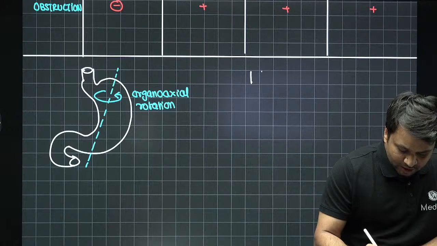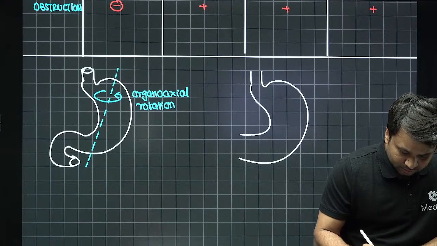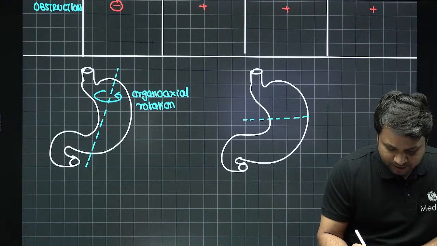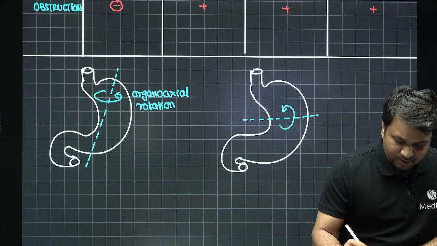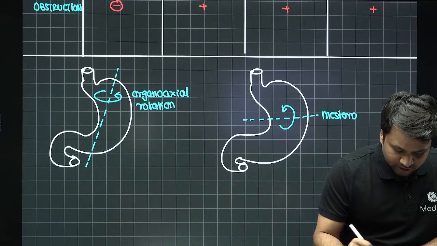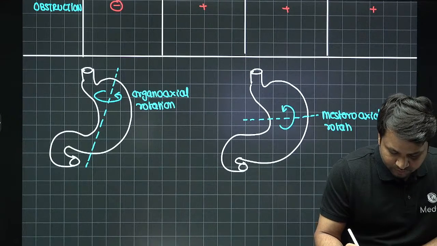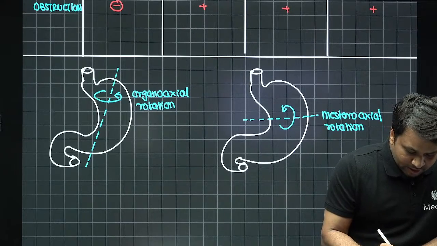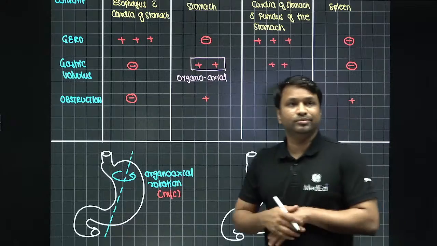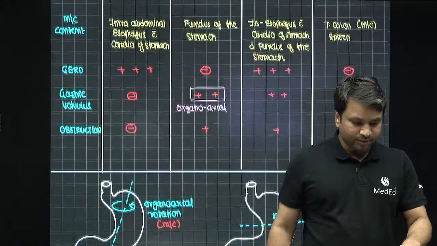let's say this is the esophagus and this happens to be the stomach which is present here, and this is the mesenteric axis. If the stomach rotates like this, it is what we call the mesenteroaxial rotation. So the organoaxial is more common when compared to the mesenteroaxial rotation.